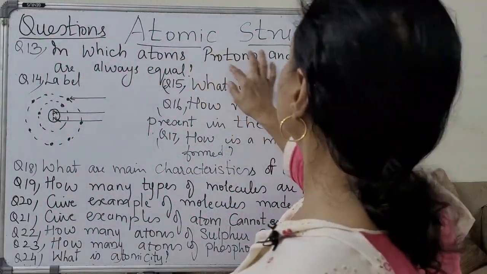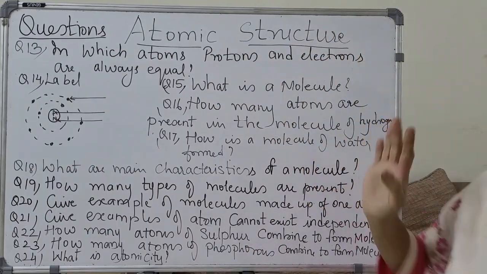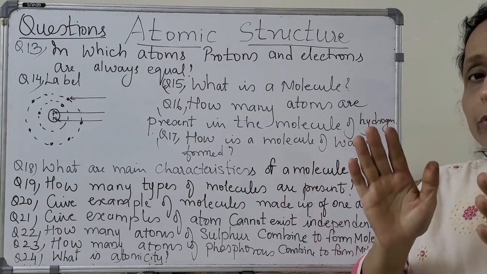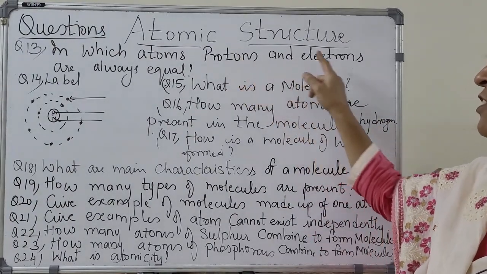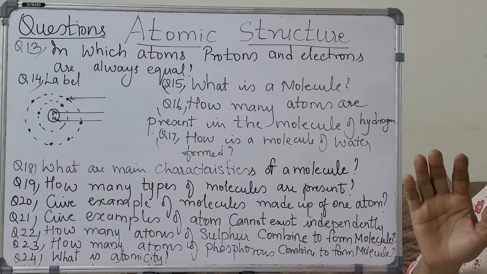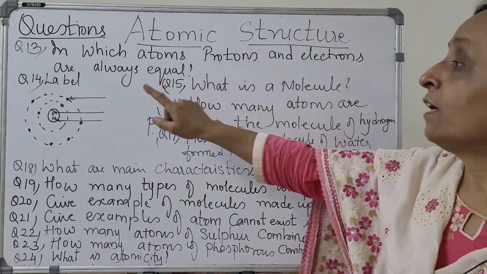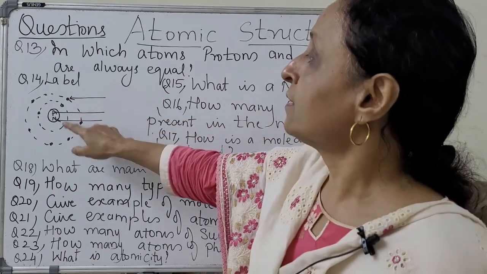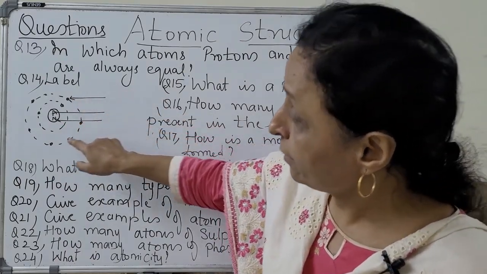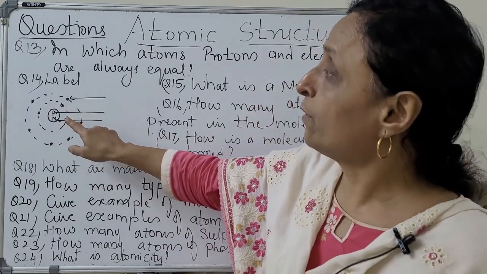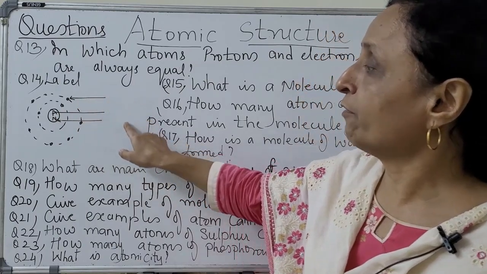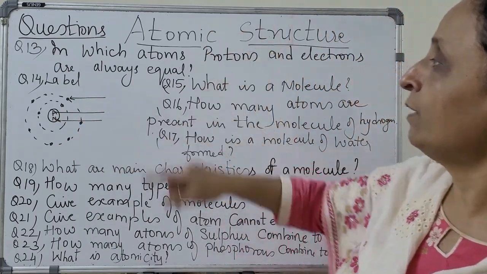Now, in which atoms are protons and electrons always equal? In neutral atom. Protons have got positive charge, electrons have negative charge. When they are equal, then the neutral atom is formed. Now, label this. This is the structure of the oxygen atom. Here, in the circular orbits are the electrons. In the center is the nucleus, which has got protons and neutrons. If you are given to label this way, you have to label.